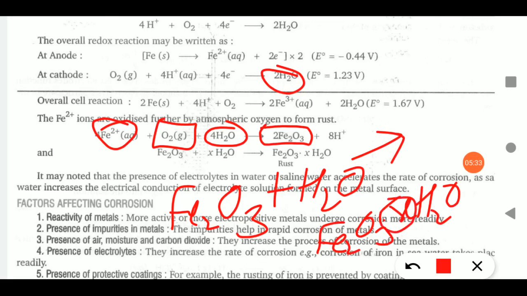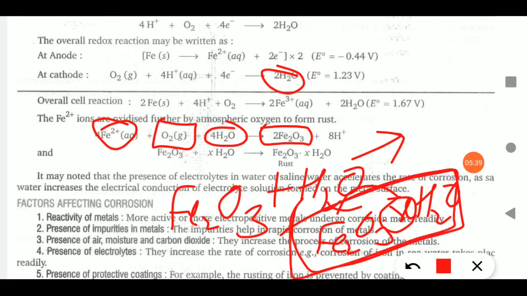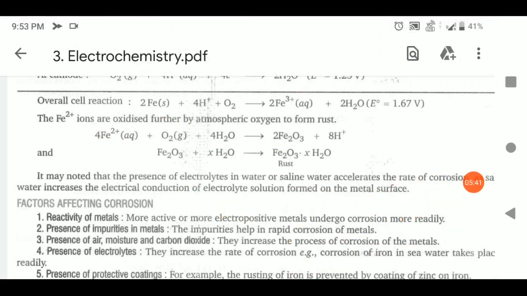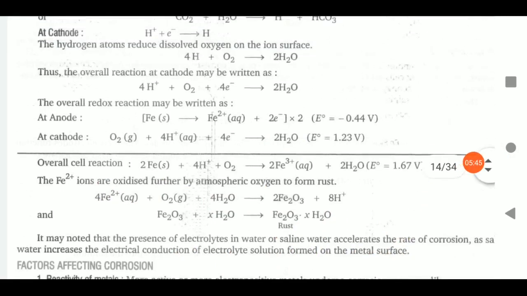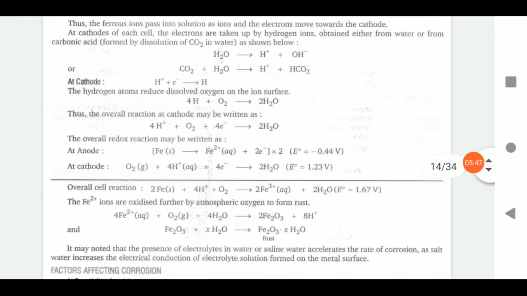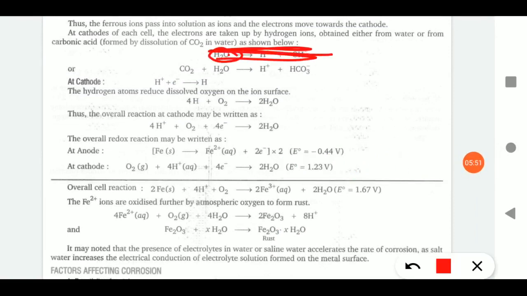Any molecules, 2, 3, 4, 5, can be anything, and result in the formation of Fe2O3 into XH2O, and this is the formula of rust. Again I am telling students, this is very easy. First what happened, I am reducing the size. First what happened, students, water is, you can skip this reaction.